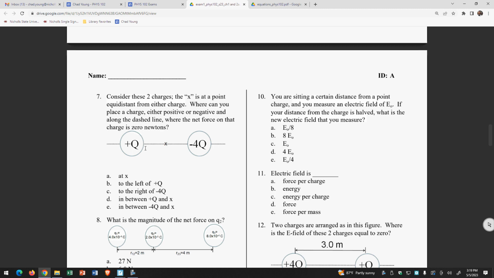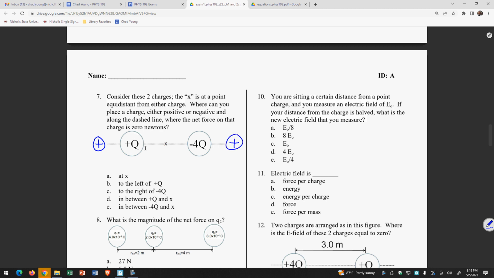Then where can you place a charge so that the net force on that charge is 0? And it's either positive or negative. You imagine that you have a positive charge here and ask yourself, is it possible to have a 0 force on that one? Actually, that's the answer, so let's not do that one first. Let's do it over here.